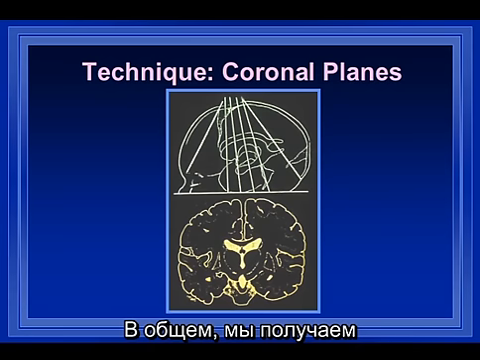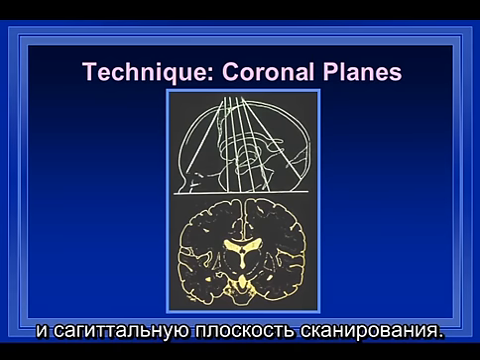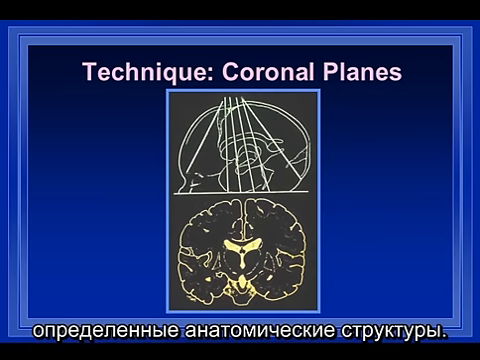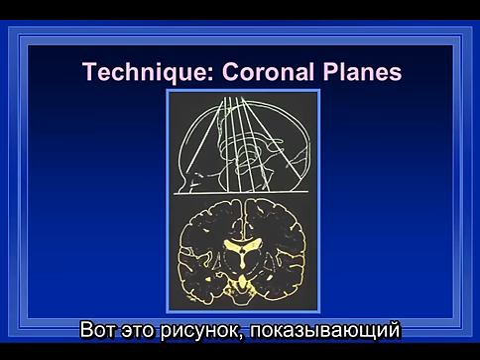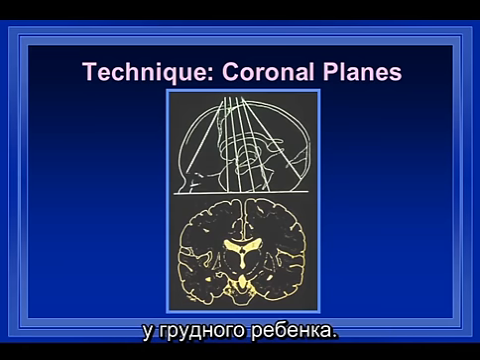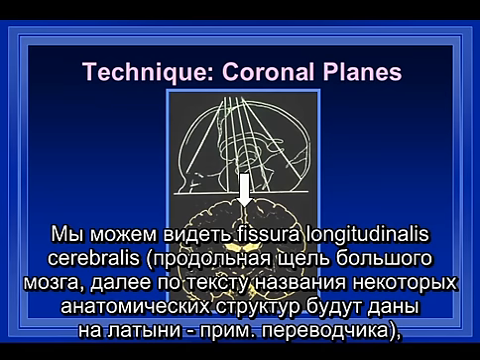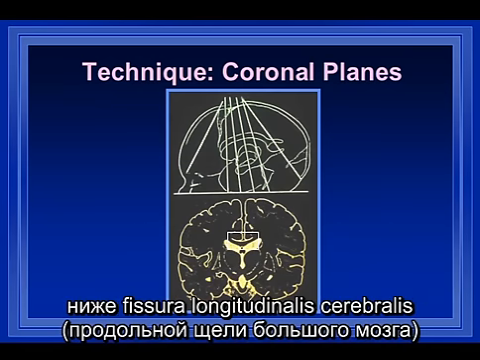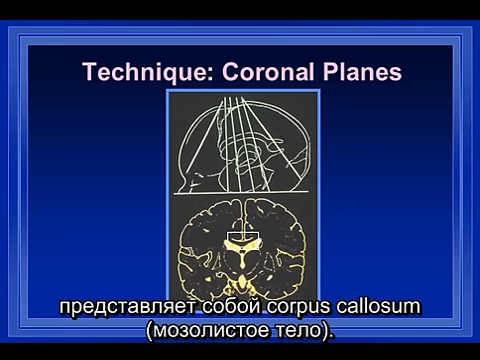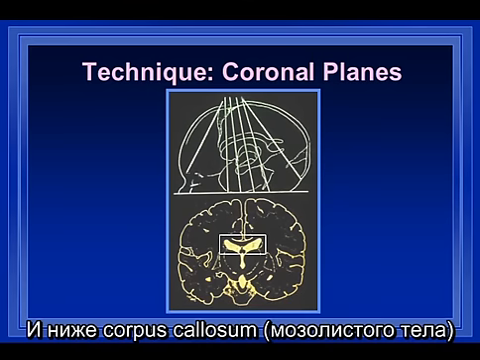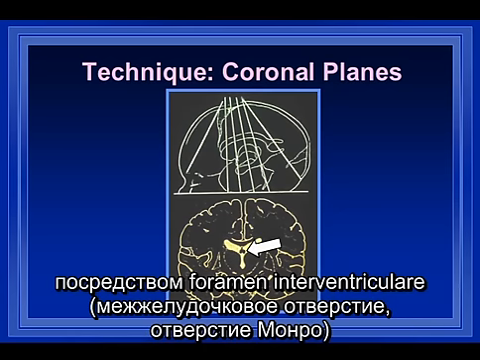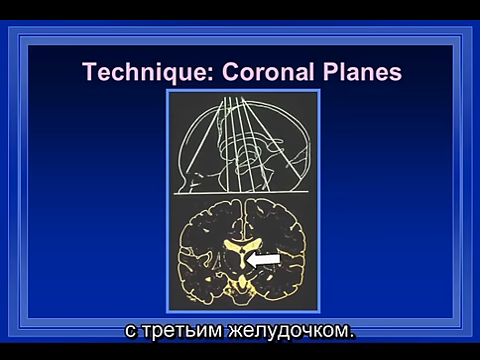Now, we generally obtain our images using coronal and sagittal planes. In the coronal plane, we're going to sweep the brain from anterior to posterior, and we will be looking for certain landmarks. This is a drawing showing a coronal section of the brain in an infant. We can see the interhemispheric fissure, we see the cingulate gyrus, this hammock-shaped area below the interhemispheric fissure represents the corpus callosum, and then below the corpus callosum we have the right and left lateral ventricles, which connect via the foramina of Monroe bilaterally to the third ventricle.